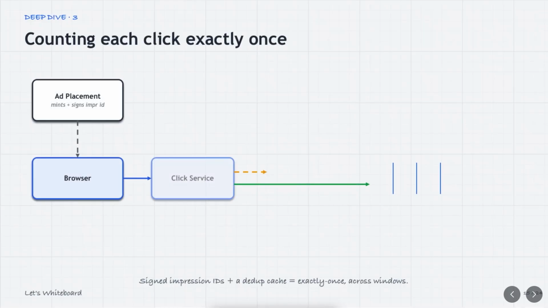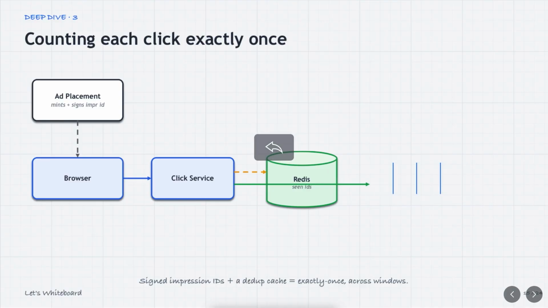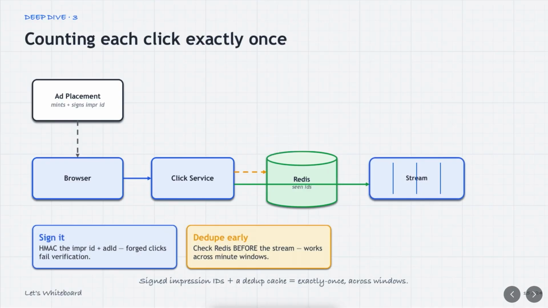The third problem was, so we solved three of our problems. The third problem was how do we ensure that each click gets counted only once and we do not count it twice. So what do we do for that?